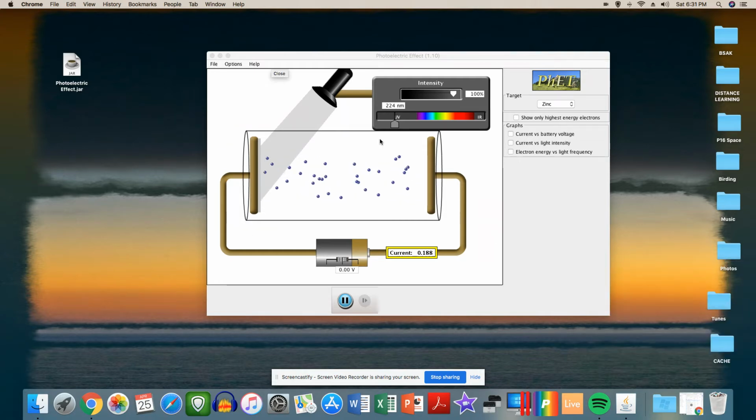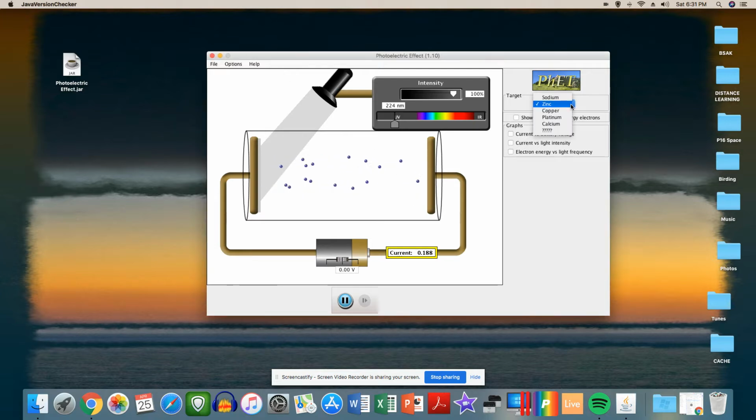Right, okay, here's the plate here. I've set it to zinc. We've got sodium, zinc, copper, platinum, calcium, and an unknown metal. But we know about zinc because we've seen that. There's the light coming in. So intensity is on maximum, but if we take the intensity down, as expected, fewer photoelectrons are emitted, until when the intensity is zero, we're getting zero photoemission because there are no photons. But let's keep it on maximum.